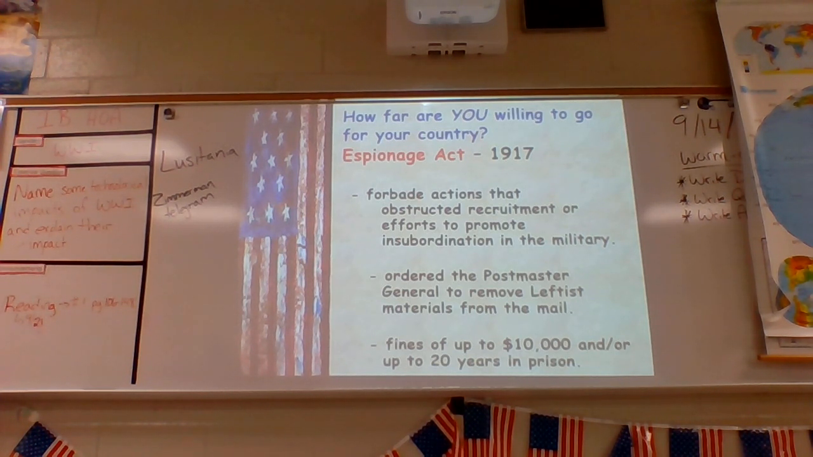If you spoke out against the war effort, if you were creating things that were against the war effort, that was obstructing recruitment. Under this Espionage Act, you see that the postmaster was ordered to remove materials and propaganda from the mail.